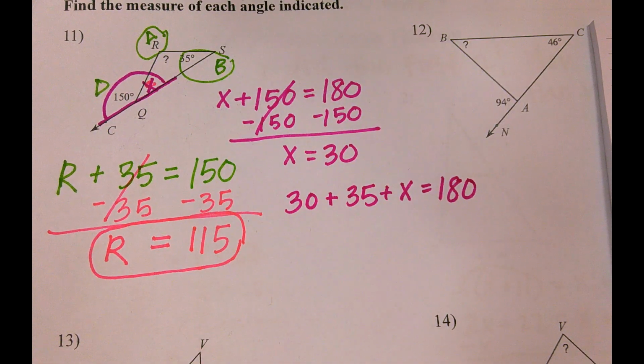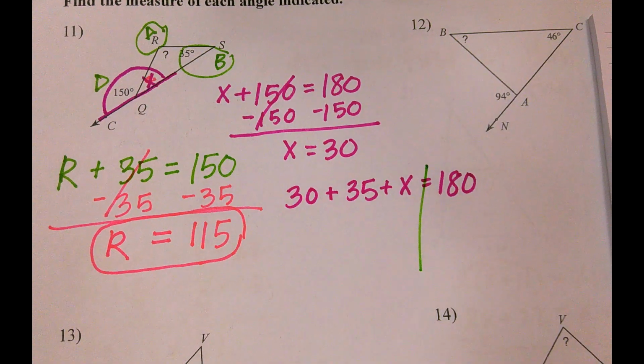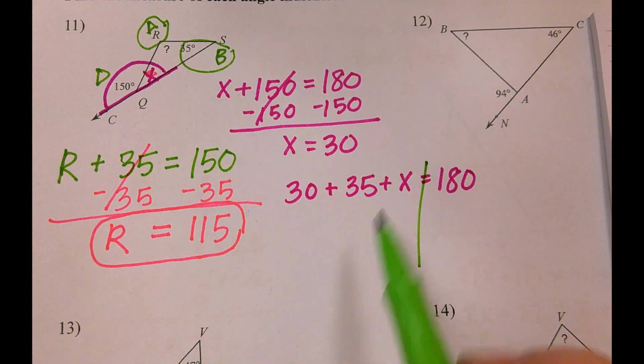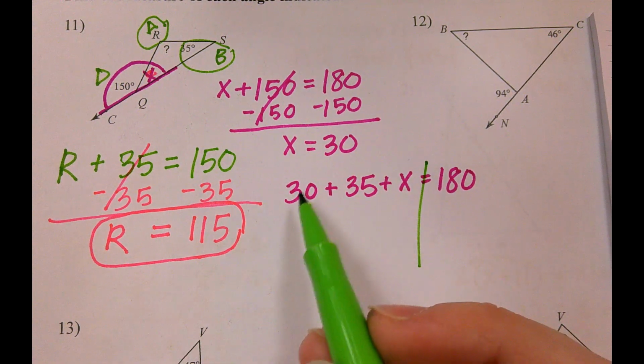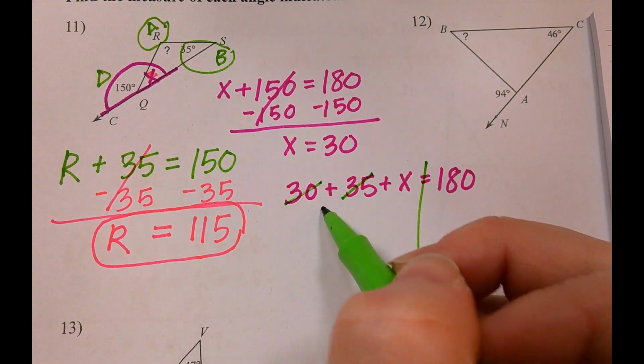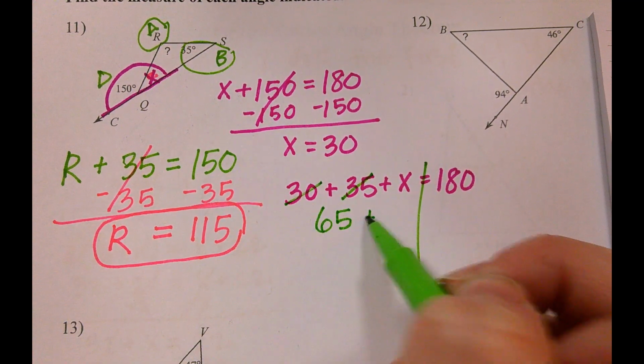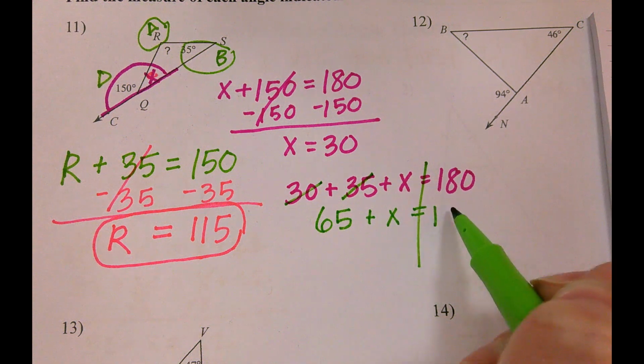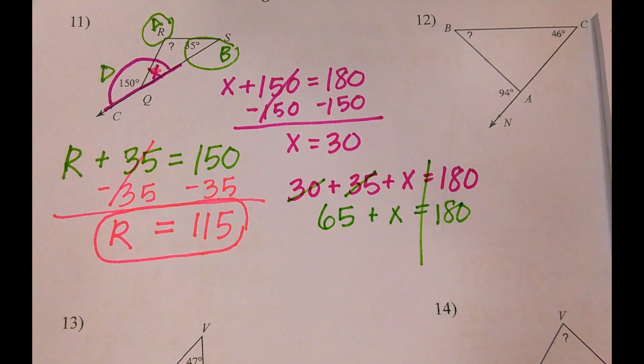And then from here, we've got like terms to combine. 30 and 35 give us 65 plus x equals 180. So you just subtract the 65.